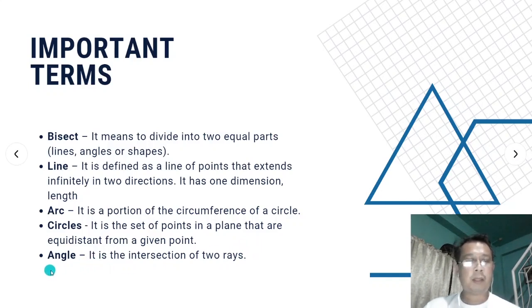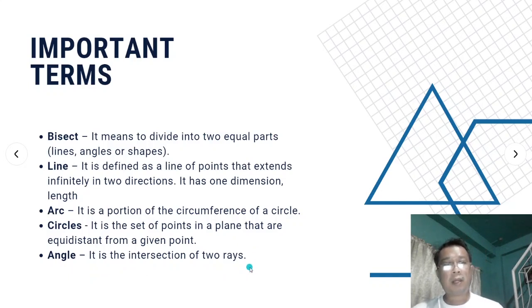And then the last one is we have the angle, which is the intersection of two rays, which is also na-discuss na rin on the previous week. So again, these are the terms na common na pag-uusapan natin in this week. So we have the bisect, we have the line, we have the arc, we have the circles, and then we have the angles.